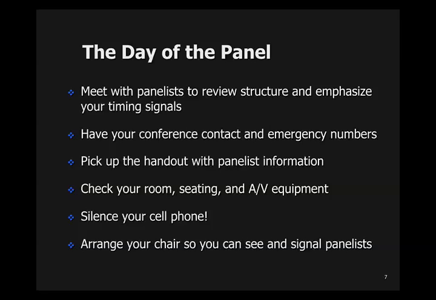When you get to your room, check it. Make sure that there are enough seats there. Make sure your audio-visual equipment is working if you need any. And be sure to turn off your cell phone. There's nothing more embarrassing than having your cell phone ringtone play Sex and the City while you're trying to moderate a panel. Finally, seat the panelists and arrange your chair so that you can see them. Remember that we've already discussed how important it is so that you can see them so you can send them a timing signal if you need to.